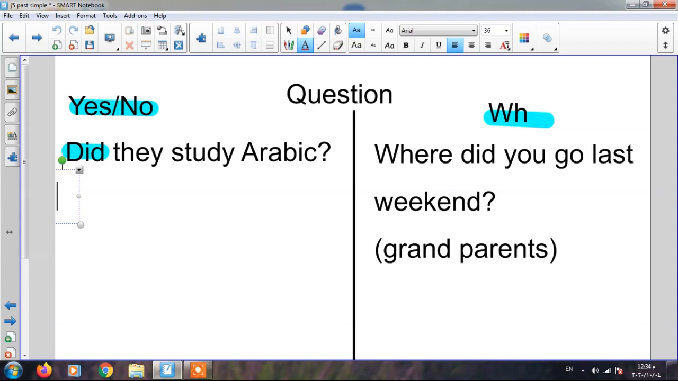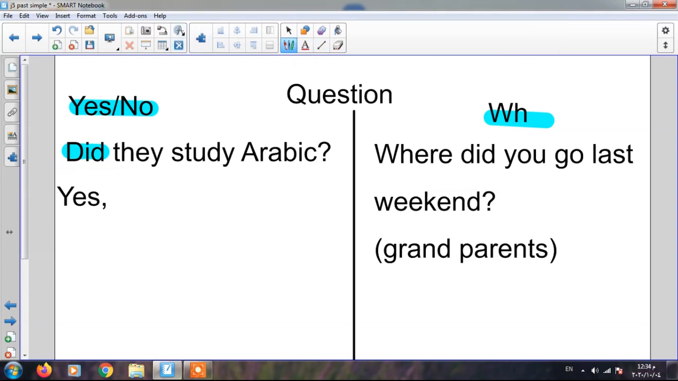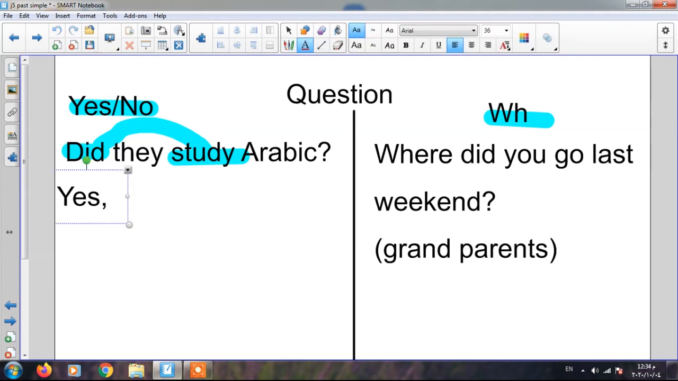So, did they study Arabic? I will say yes. And remember, when I answer with yes, I have did, and I have the verb. So that means I have to change the verb to the past. So yes, they. Now what's the past of study? Study ends with Y and before the Y is a consonant, so I have to cancel the Y and put IED. So yes, they studied Arabic.